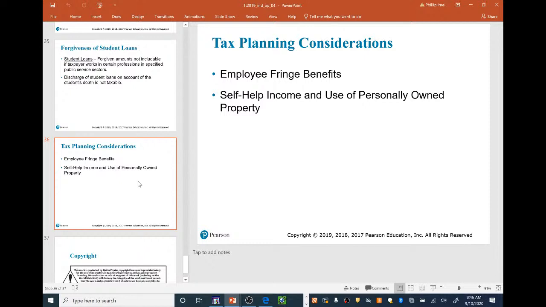Okay, let's talk a little bit about compliance and procedural considerations, okay? Withholding and W-2 reporting for fringe benefits vary with the type of benefit. Penalties are provided for employers who fail to withhold or report properly. Non-taxable fringe benefits are not reported by the employer on the W-2 or by the employee on his or her tax return.